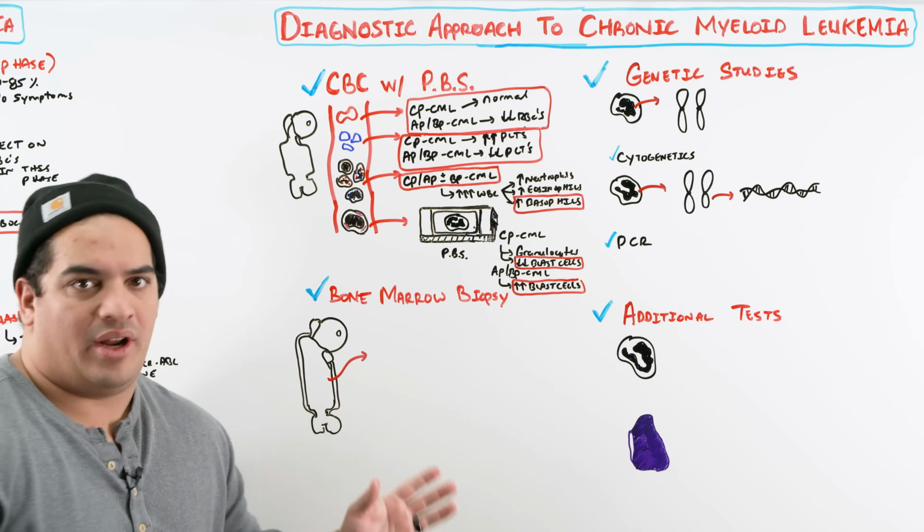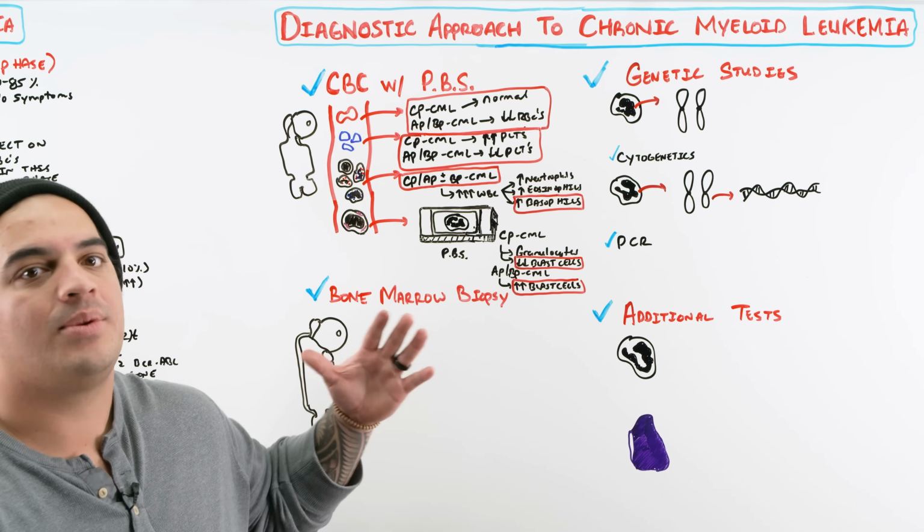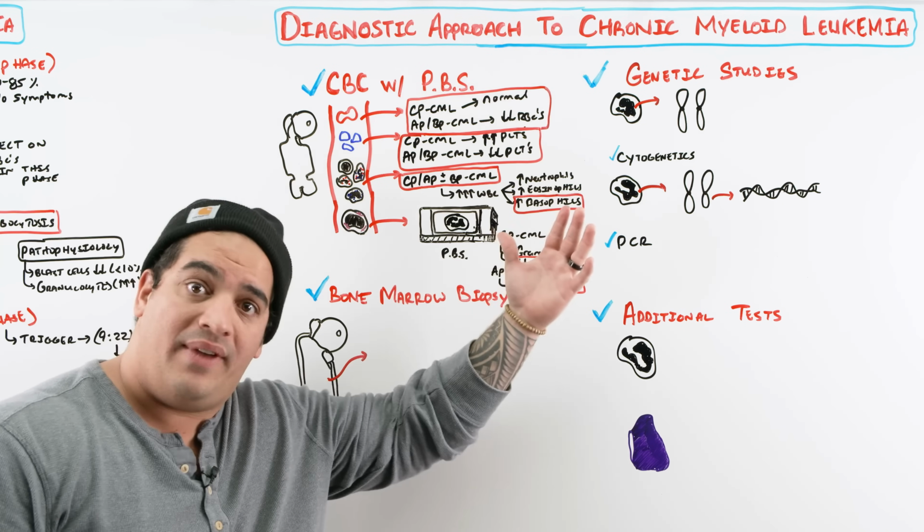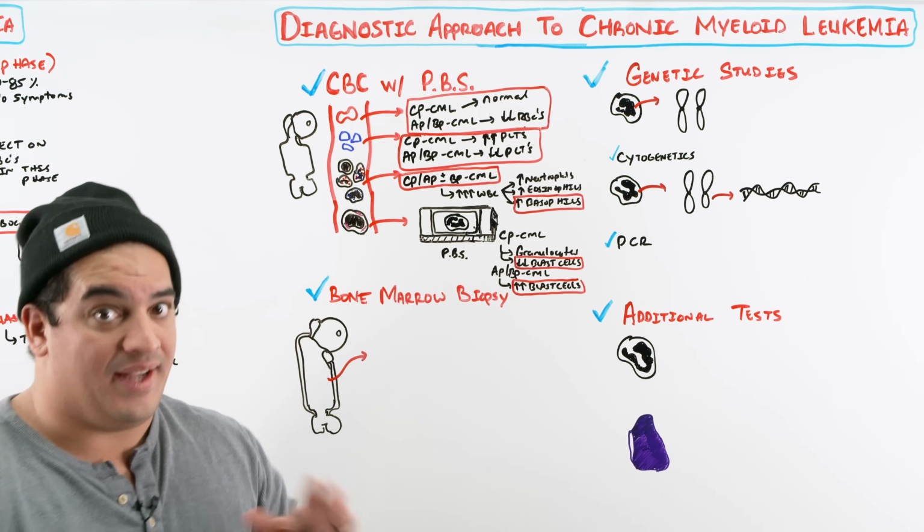So that takes us into our next component here. So we've done the CBC with peripheral blood smear. It helps us to kind of have an idea of what they would look like in the chronic phase versus the accelerated and the blast phase, right?